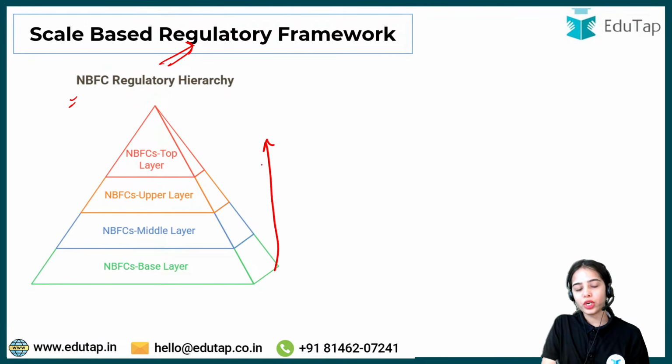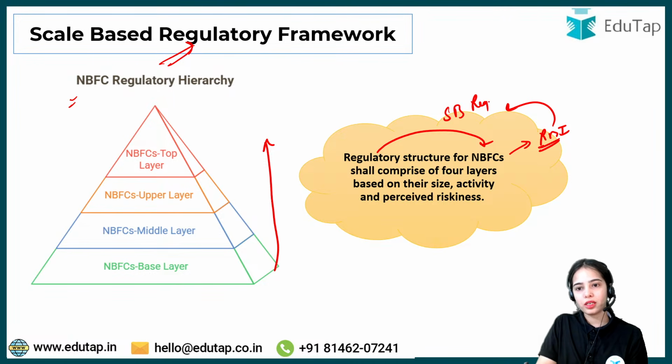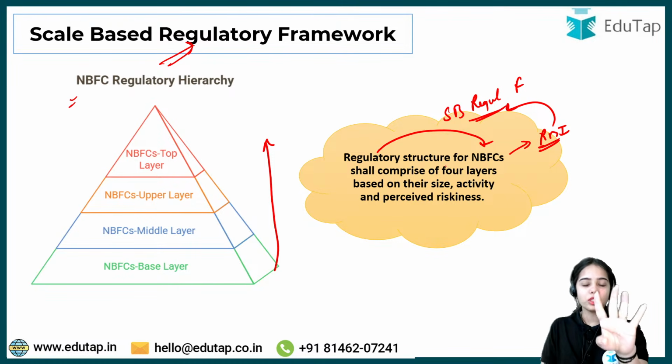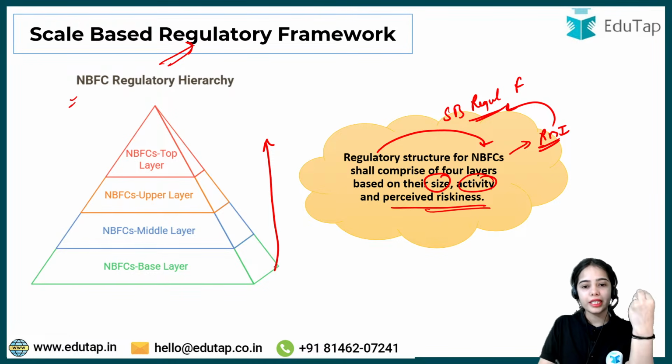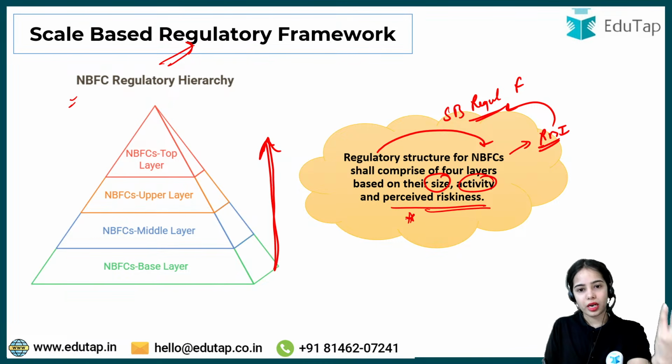The higher you go, the riskier the NBFC is, the bigger the NBFC is. So the regulatory structure for NBFCs by the RBI is the scale-based regulatory framework, in which NBFCs are divided into 4 layers on the basis of the size of the NBFC, the activity that the NBFC is doing, as well as the perceived riskiness. So the higher you go, the larger the size, the more complicated the activities the NBFC is engaged in, and the perceived riskiness can also be higher.